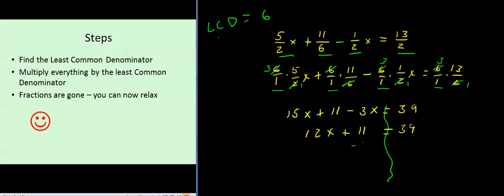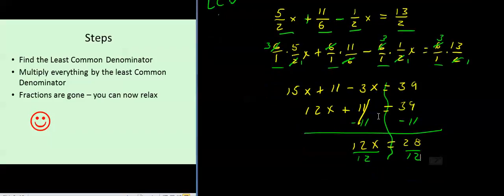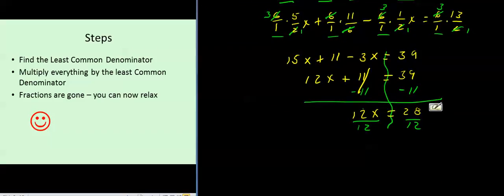Subtract 11 to both sides. We do that because these cancel. 12x equals 28. Divide both sides by the coefficient of x. Divide by 12, divide by 12. And running out of space here, these cancel. X is equal to 28 over 12.